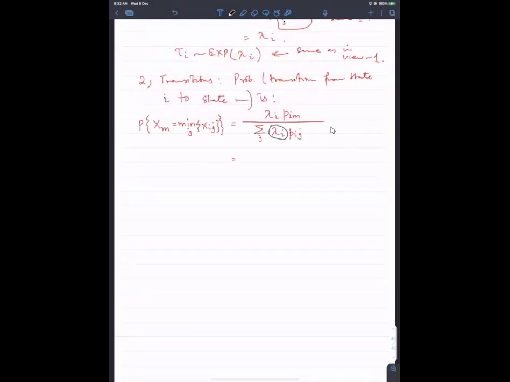And this term is independent of J, so it pulls out and gets cancelled with this one. Then you are left with the summation over all J of P_ij, which is 1. So all you are left with is P_IM, which obviously is the transition probability of going from I to M. So this is also the same as view 1. View 2 and view 1 aren't really different, but they are very different ways of looking at it.